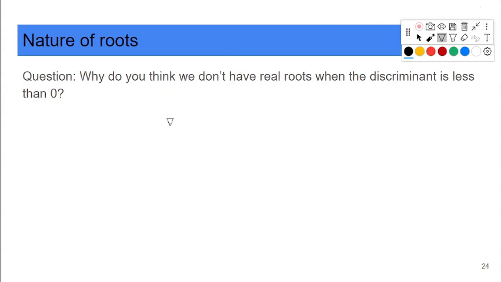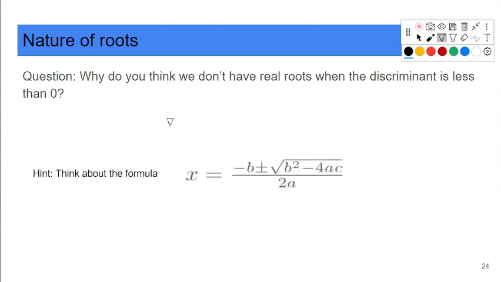In the quadratic equation, when finding the roots, we have to square root it. We can't square root a negative. Yeah, correct. I was going to give you a hint, but you already figured it out. You can't have a negative under the square root, because you can't get a real number from it, so it has no real roots.